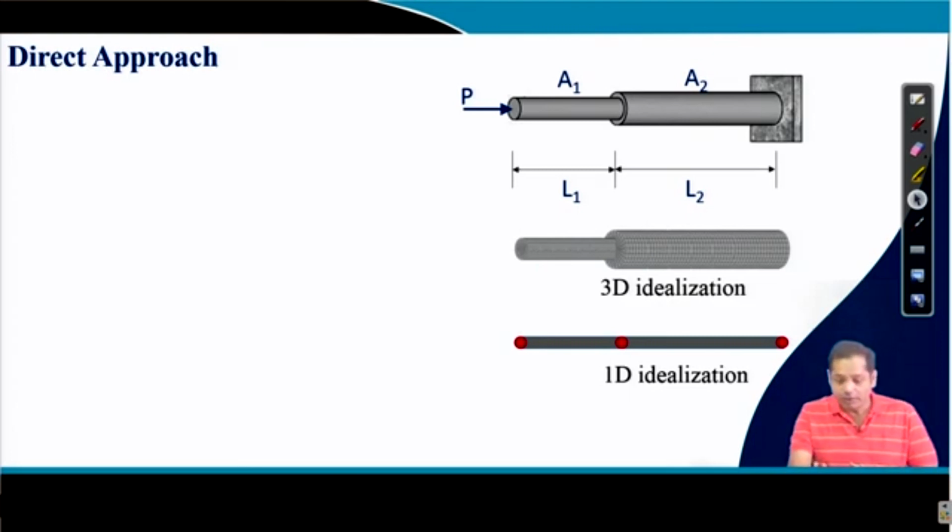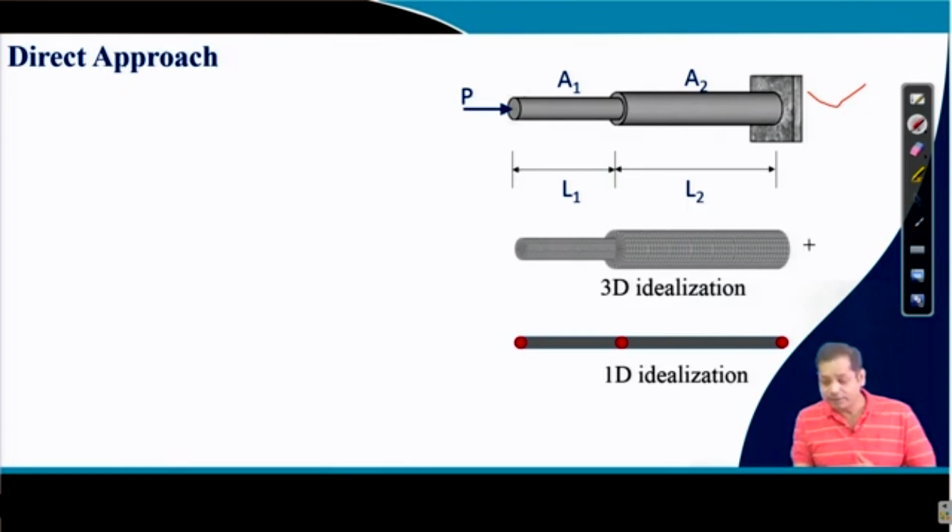Now, you see on your screen, this is the physical system. The first one is the physical system, and on your screen, this is one idealization where the entire system is idealized as a three-dimensional object. So therefore you model the cross sections, length, everything.